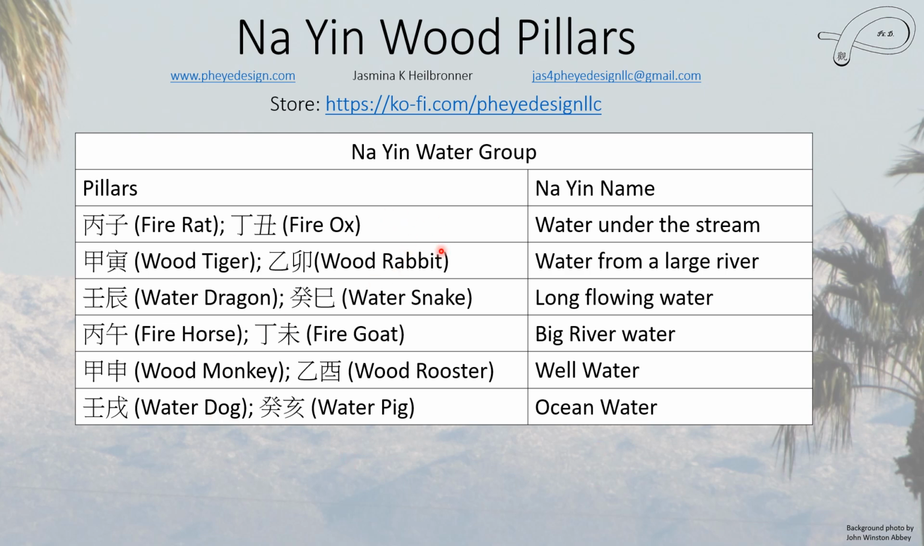And it's fire, wood, water, fire, wood, water, same set of animals. And again, you have various different names for these things. I wouldn't worry too much about the names, but they do help you identify the Na Yin. And that's really all they're used for.